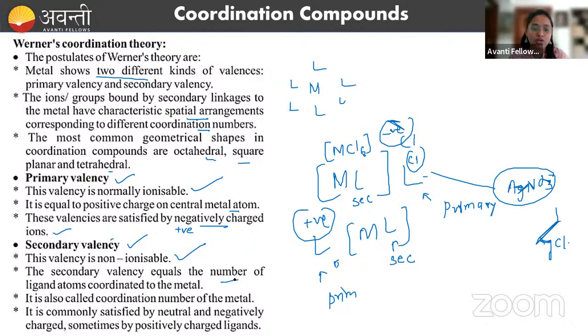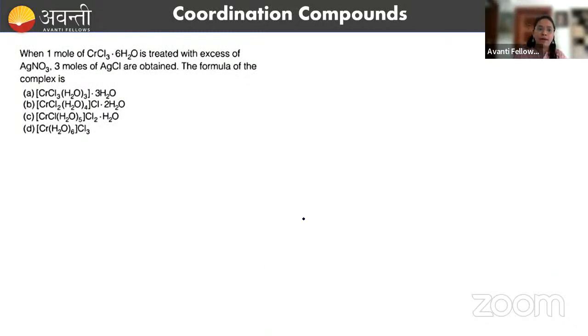Secondary valency equals the number of ligands coordinated to the metal. It is also known as the coordination number of the metal, and it is satisfied most of the time by neutral, negatively charged, and sometimes positively charged ligands. Is that clear to everyone? So now let's solve one simple problem.